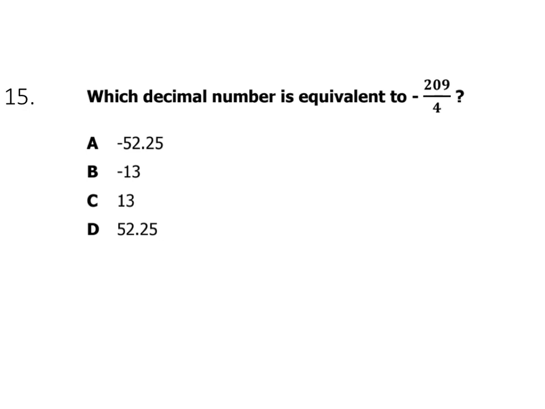15, which decimal number is equivalent to negative 209/4? So if you look at this, you have a negative, you have 209 divided by 4. So it's going to be a negative, and then whatever 209 divided by 4 is, if you put that in your calculator, you're going to get A.